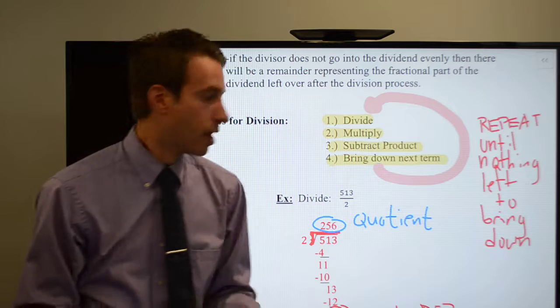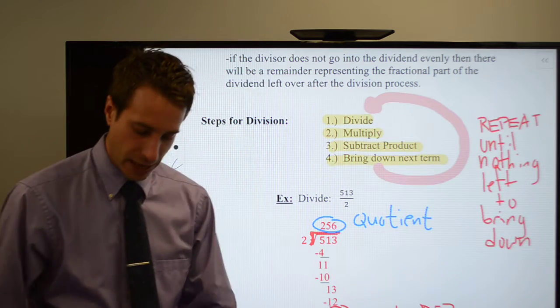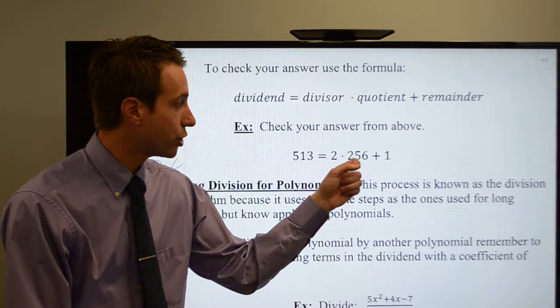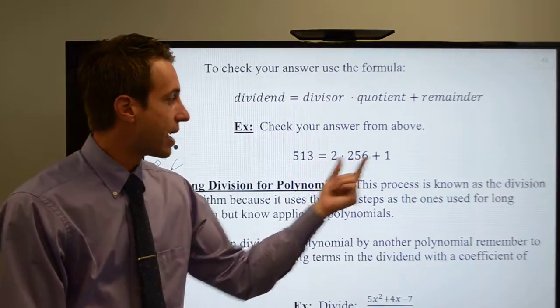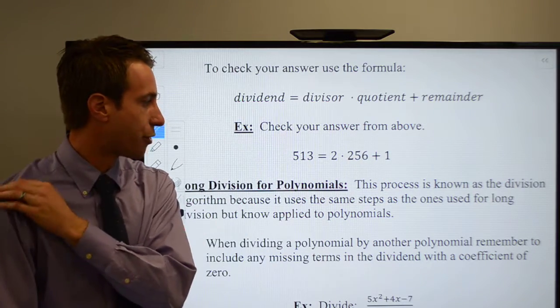This is my quotient. My dividend, divisor, my quotient, and then my remainder down here. So what I've got then is this, 2 times my quotient, 256, and then I have to add my remainder, and all that should be equal to 513.